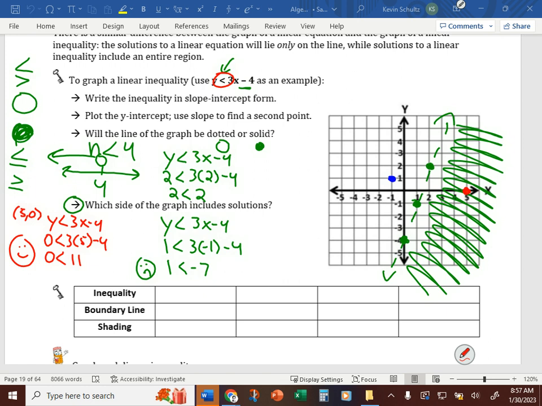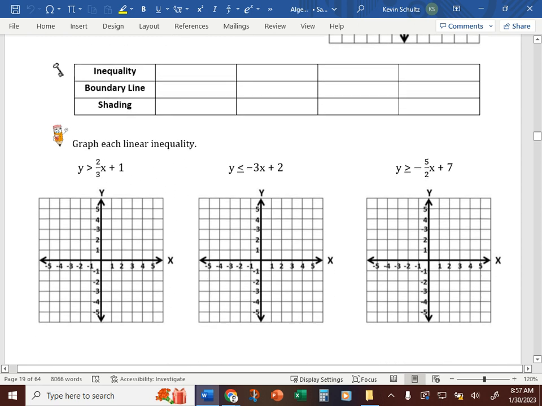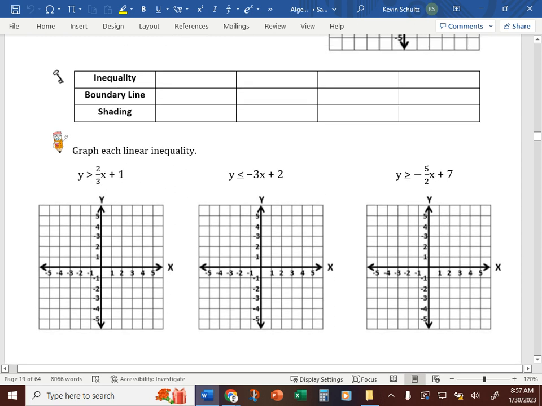Okay, we're going to skip this table for just a minute here, and we're going to go down to this bottom section. Graph each linear inequality. y is greater than 2/3 x plus 1. Start with slope-intercept form. Where's our y-intercept here? Positive 1. Plot that point. There it is. What's our slope? 2/3, meaning from this point, we're going up 2 and over 3.